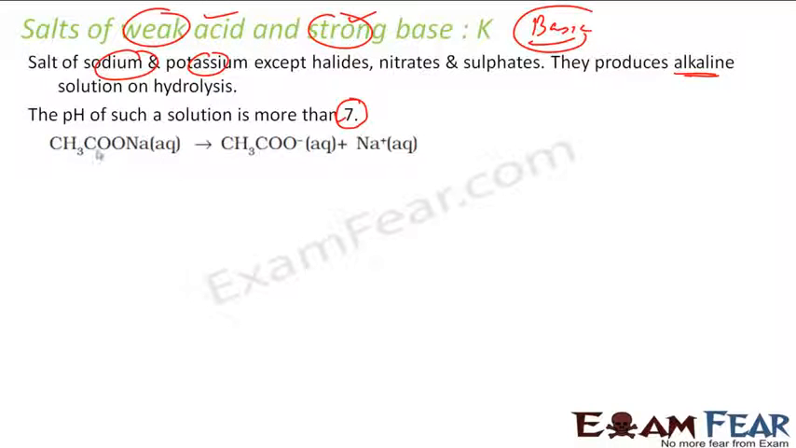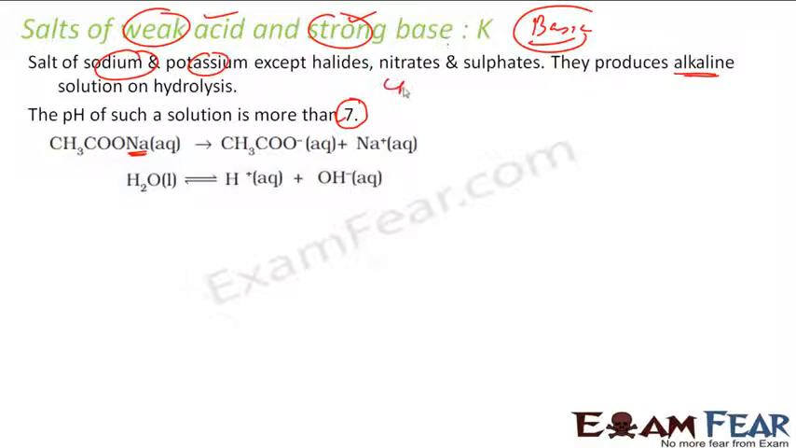We'll take one example, CH3COONa. This is the salt of the strong base NaOH and the weak acid CH3COOH. If we put this in water, in aqueous solution, it breaks into CH3COO minus and Na plus, right? We will take water as well. Water breaks into H plus and OH minus.